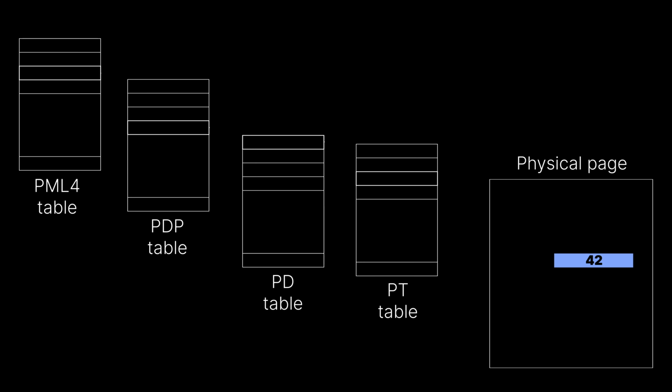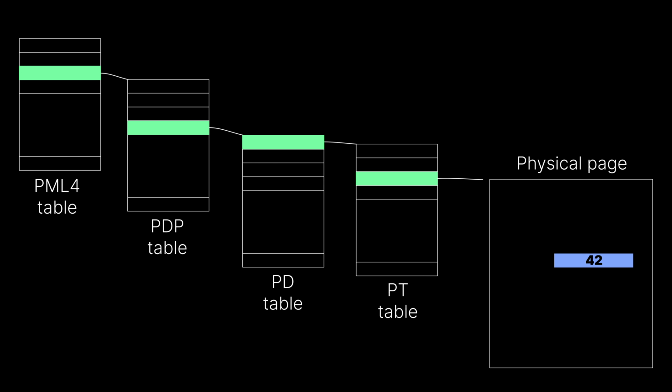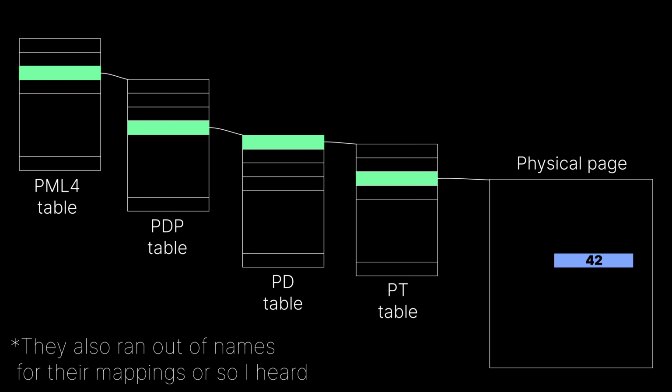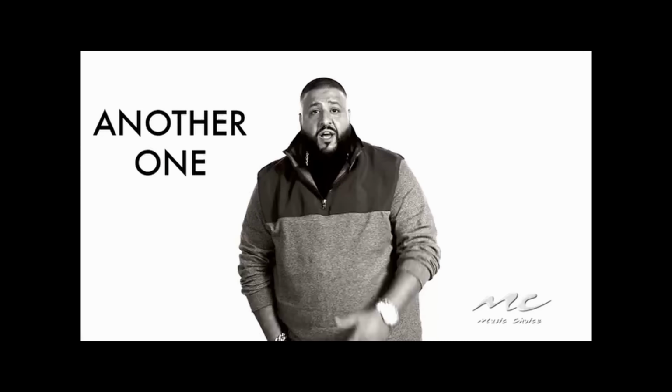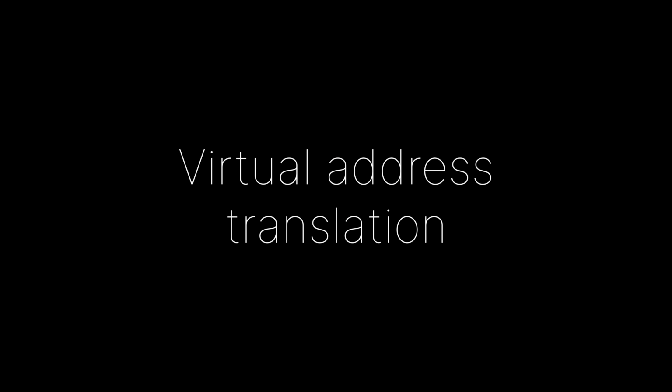PML4 tables contain entries, each of which points to a PDP, or Page Directory Pointer table, which in turn points to a page directory entry that points to a page table. The page table finally redirects to a physical page. There are 4 levels of indirection, which is why it's called PML4. Modern CPUs started supporting PML5, which adds another level of indirection.